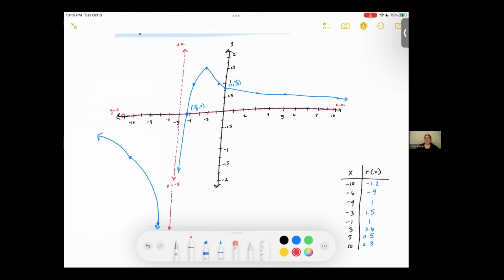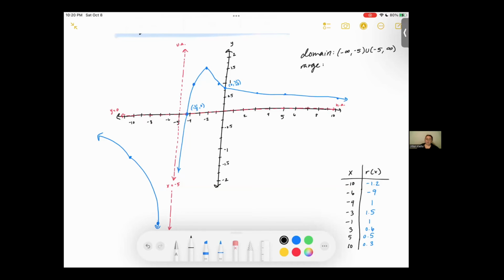All right, so our domain, like I said before, it's being broken off by the vertical asymptote. So our domain is negative infinity to -5, union -5 to infinity. So we have those two separate chunks there.